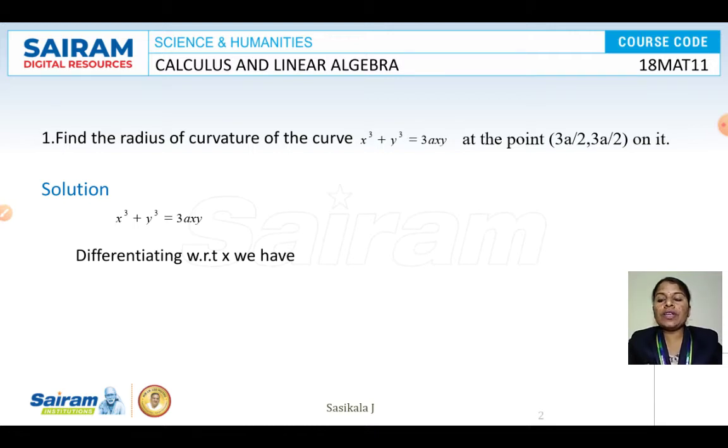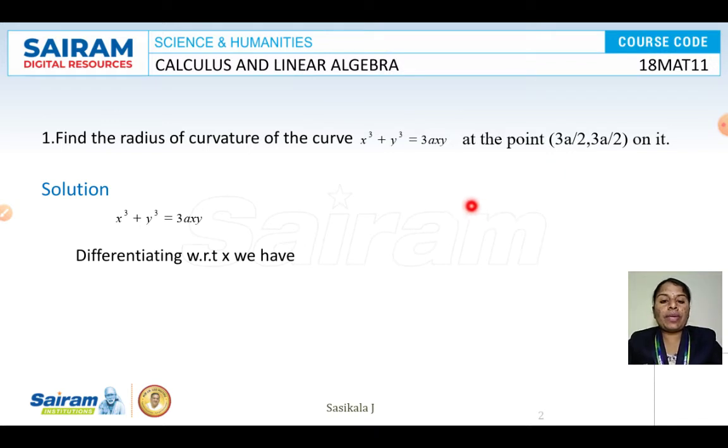So the question is: find the radius of curvature of the curve x cube plus y cube is equal to 3axy at the point (3a/2, 3a/2). So what is the question that has been given? We need to find the radius of curvature, that is rho. The curve given is x cube plus y cube equals 3axy, and the point mentioned is (3a/2, 3a/2).